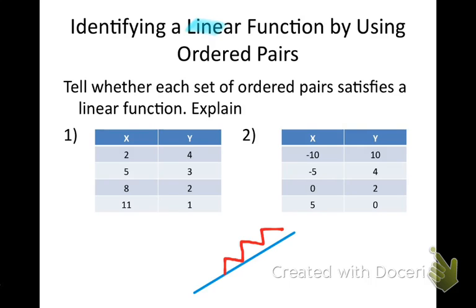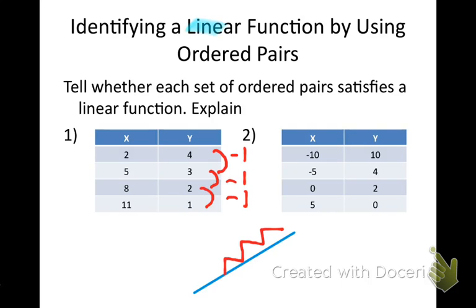So to tell whether we have ordered pairs that form a line, basically they have to change at the same rate. So if I look at my y values here, I'm going to go from 4 to 3. What am I doing in my y values? I'm subtracting 1. So from 4 to 3, I subtract 1. From 3 to 2, I subtract 1. From 2 to 1, I subtract 1. So all my y values are changing at the same rate.